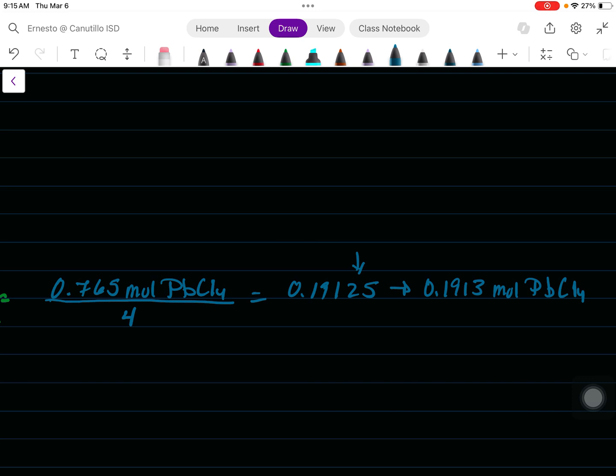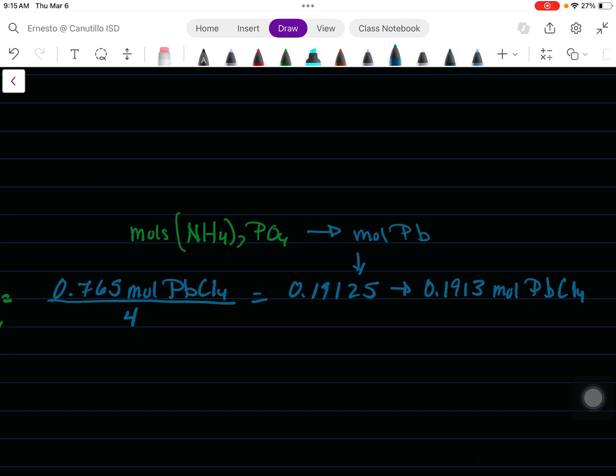So I've used the mole ratio and I've converted from moles of ammonium phosphate, and I've taken that value and I changed it into moles of lead 4 chloride. That's how mole ratios work. They allow you to convert from moles of one compound to moles of another using the mass relationships that exist within a balanced chemical equation.